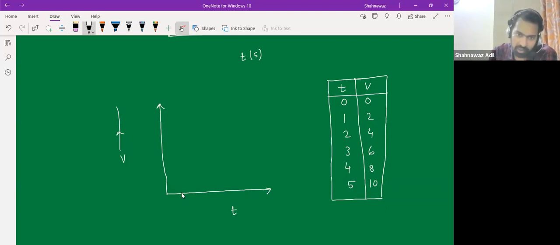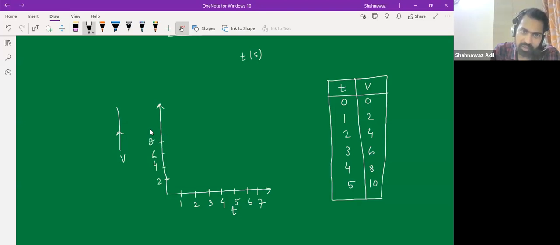Now let us draw the graph. Let's say this is 0, this is 1, this is 2, this is 3, this is 4, this is 5, this is 6, 7. And this is 2, this is 4, this is 6, this is 8, this is 10, and this is 12. So these are the data, and these are the coordinate points. This is the x value, this is the y value.